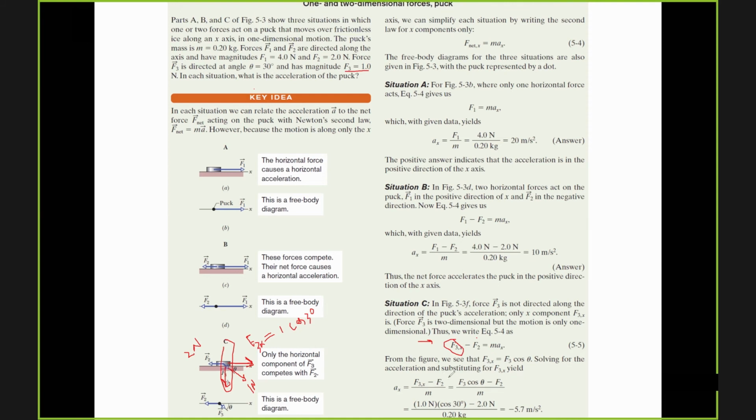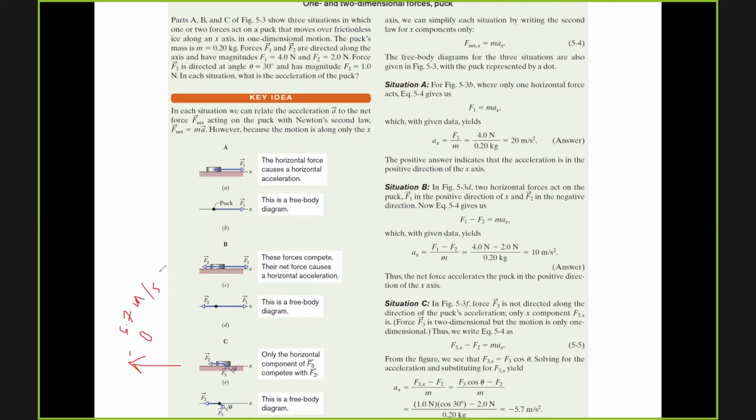Substitute: F3x, which is F3 cosine theta, 1 cosine 30, minus F2, which is minus 2 Newton to the left. This gives me what? ax. Yeah, ax only. I need ax only. Divide by the mass and you get minus 5.7. What does minus 5.7 mean? It means this object in the third situation is moving with an acceleration of minus 5.7 meters per second square.